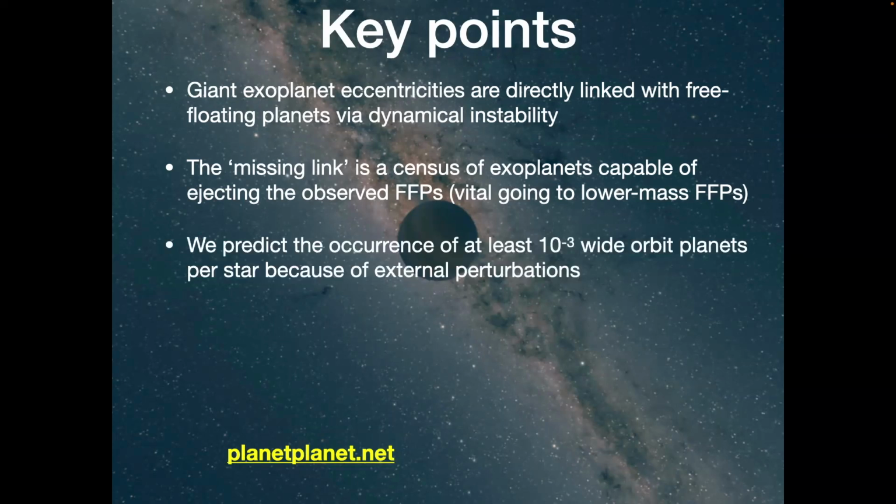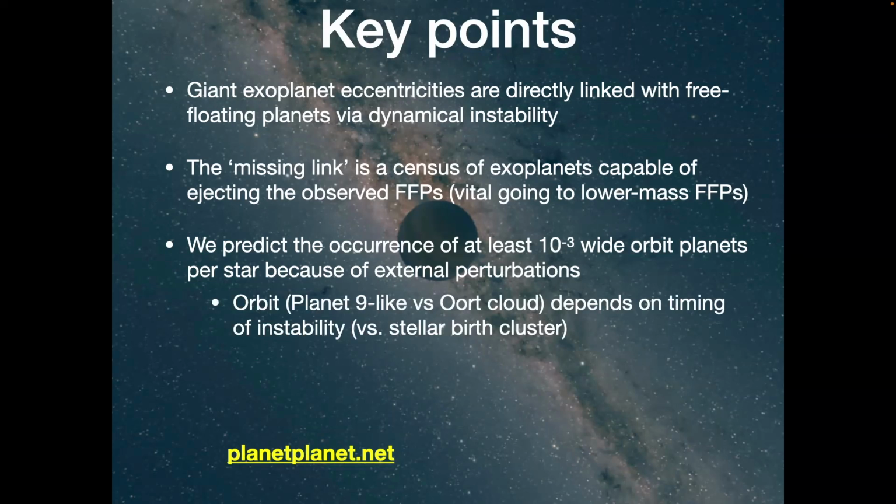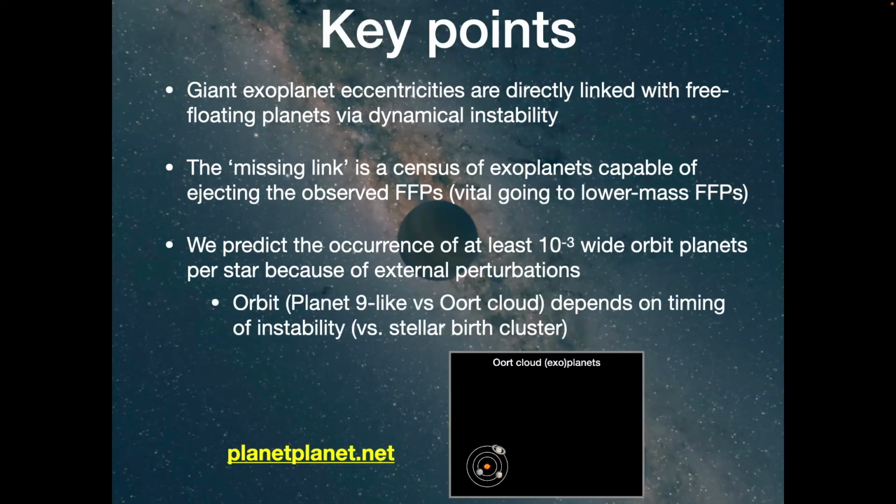And just this last part that I mentioned, that this kind of simulation predicts that at least 1 in 1,000 stars or so should have one of these very wide planets, like a Planet 9 type planet. And exactly the orbit it has will depend on the timing of instability. I'll stop there, but I'll leave you a little animation from my blog in case you're interested. All right, I'll stop there. Thank you.